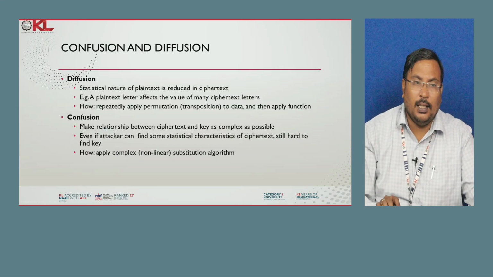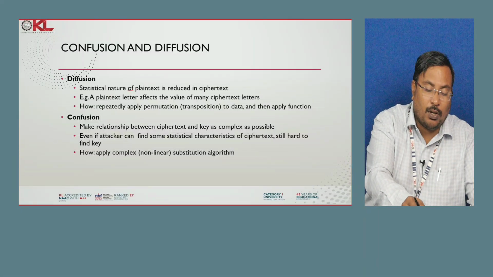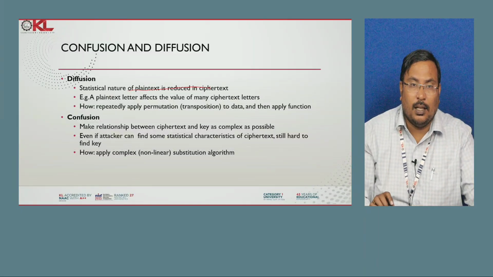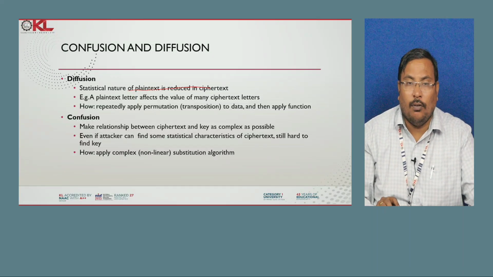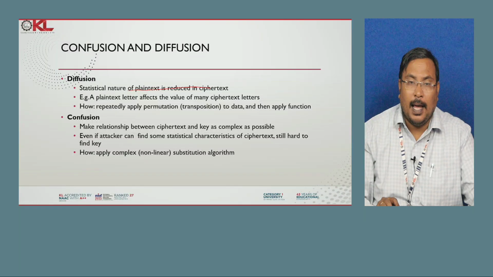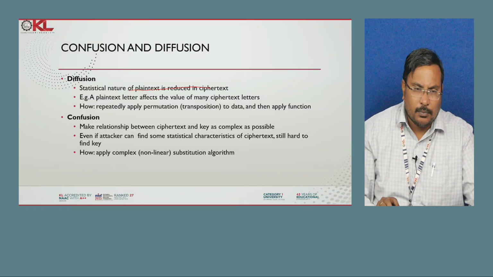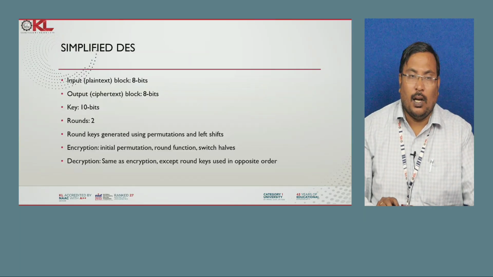So, confusion and diffusion. Diffusion is nothing but dissipating the statistical structure of the plain text into the ciphertext. For example, a plain text letter affects the value of many cipher letters. Confusion makes the relationship between the ciphertext and key as complex as possible. How? By applying a complex nonlinear substitution algorithm.